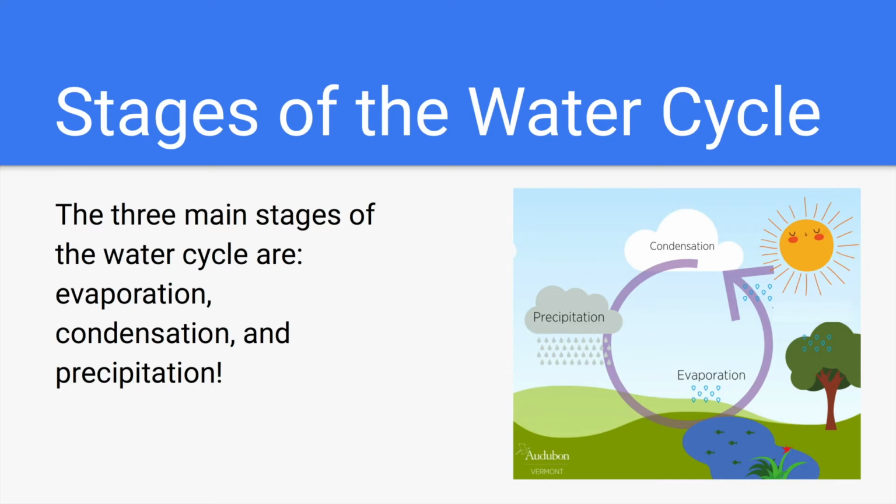There are three main stages of the water cycle. They are evaporation, condensation, and precipitation. But what do those vocab words mean?